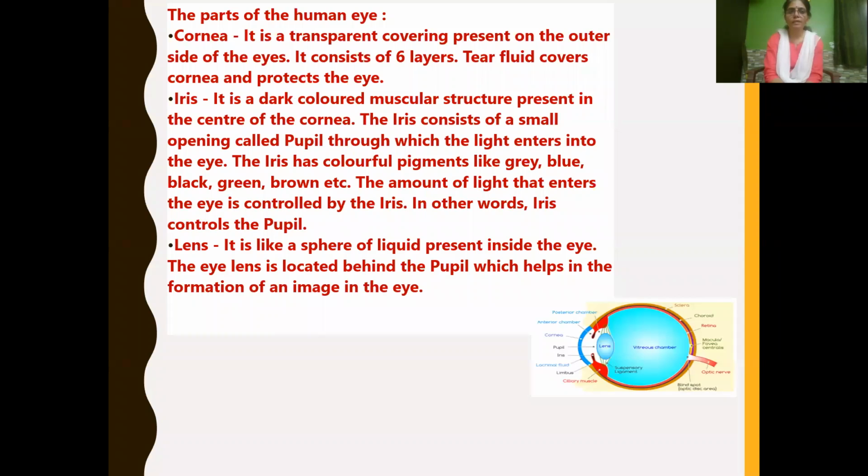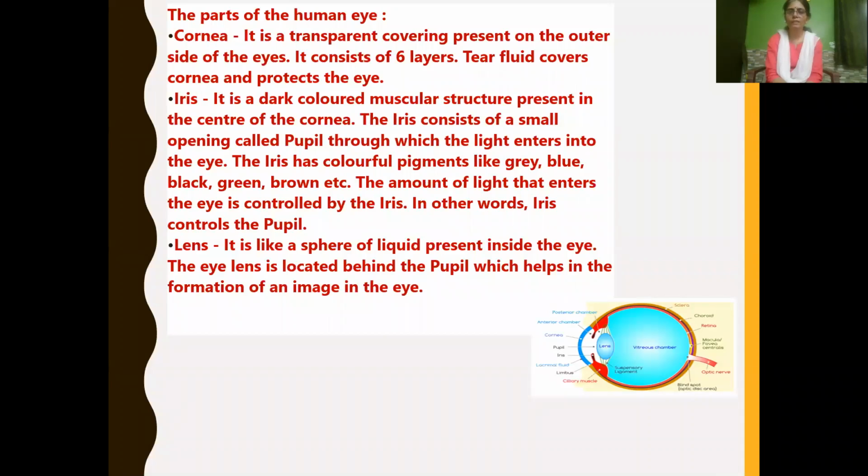Hello children, welcome all. Let's continue our chapter light. In last session, we have learned about different parts of the human eye. We have learned our human eye consists of cornea. About cornea, we have learned cornea is a transparent covering present on the outer side of the eyes.